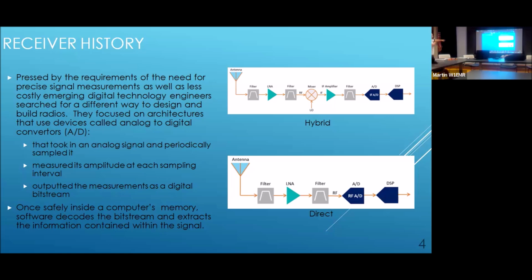Okay. So each time we have that sample, and that's called the sampling interval, we're going to measure its amplitude. We're going to quantize that output, and it's going to become a digital bit stream. And once it's safely inside the computer's memory, the software is going to decode that digital bit stream and extract the information from the signal and via software convey it to us in the appropriate format. If it's video, we'll see a picture. If it's sound, we'll hear something. And if it's text, we'll see it. Okay, could be any of those things.